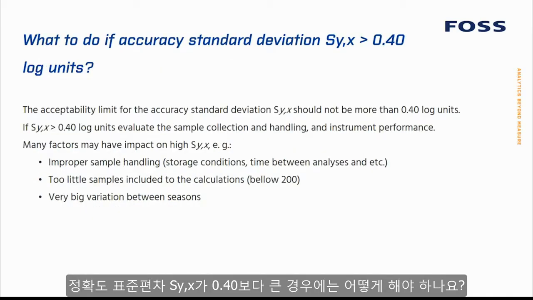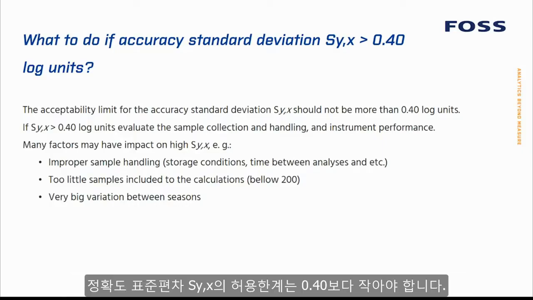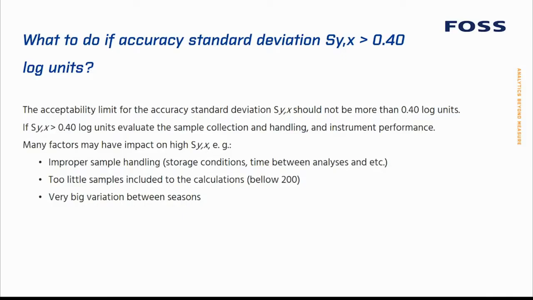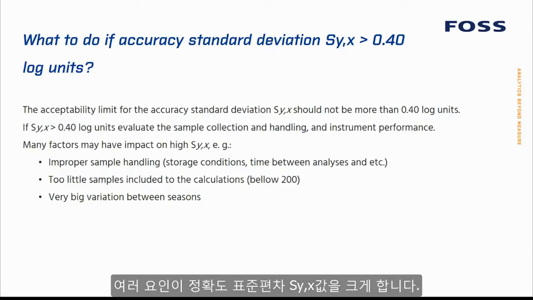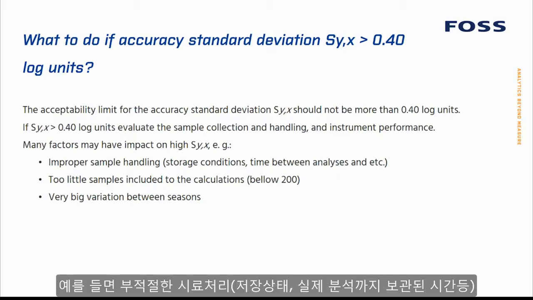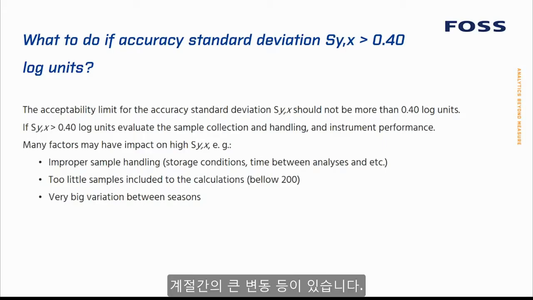What to do if accuracy standard deviation is higher than 0.4 log units? The acceptability limit for the accuracy standard deviation should not be more than 0.4 log units. If it is more than 0.4 log units, evaluate the sample collection and handling and instrument performance. Many factors may have an impact on high accuracy standard deviation. For example, improper sample handling, too few samples included in the calculations, or very big variation between seasons.